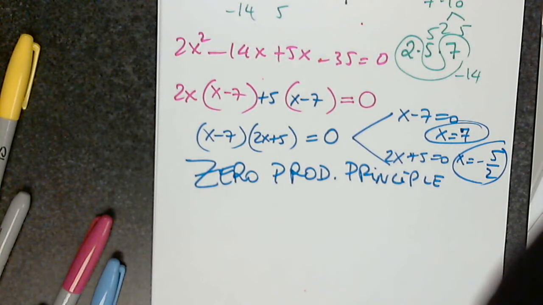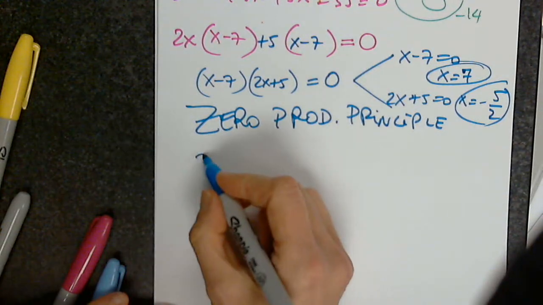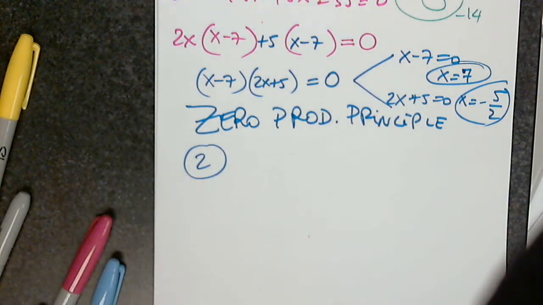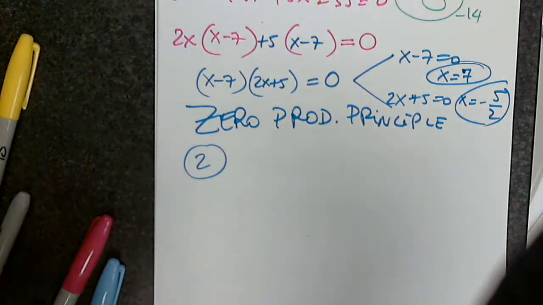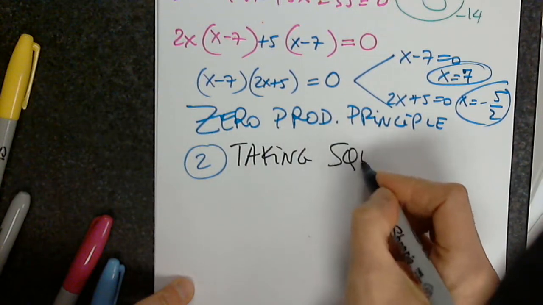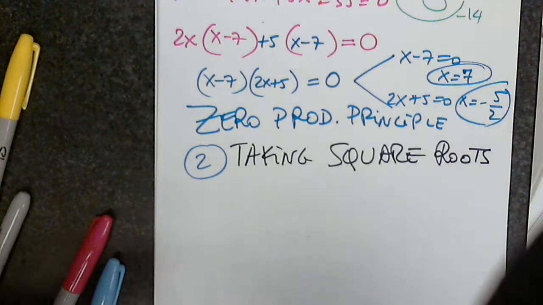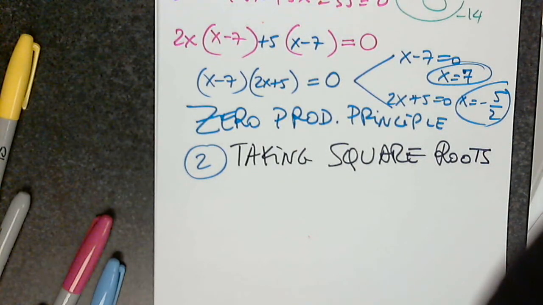So this is how we solve by factoring a quadratic equation. That's our first method. Method number 2. And then I'll tell you which one, how, when to use. Method number 2 is taking square roots from both sides of an equation, of course.